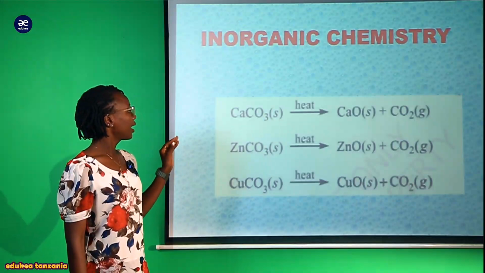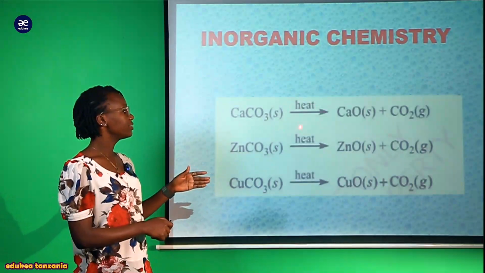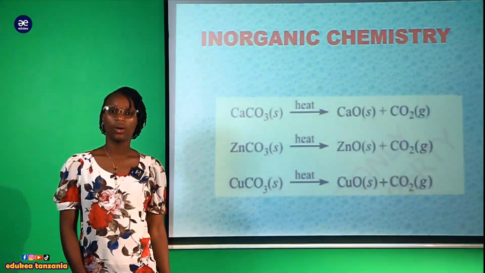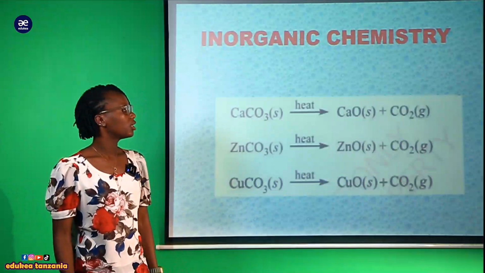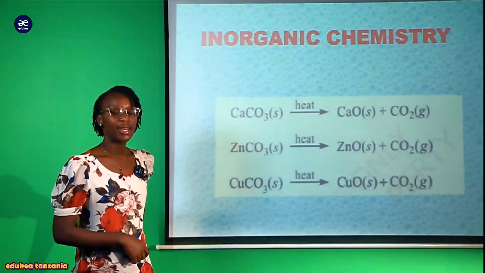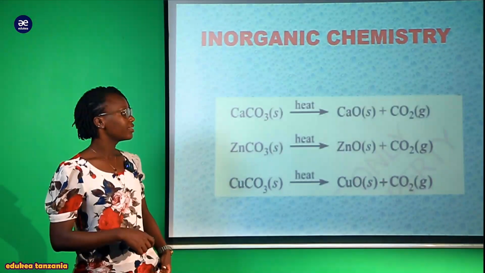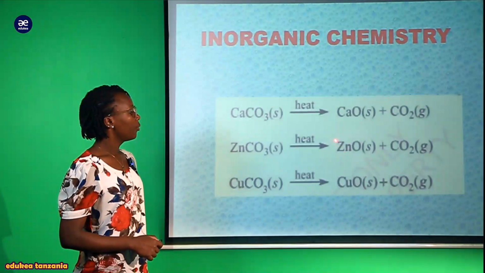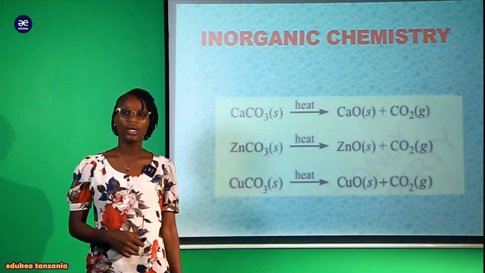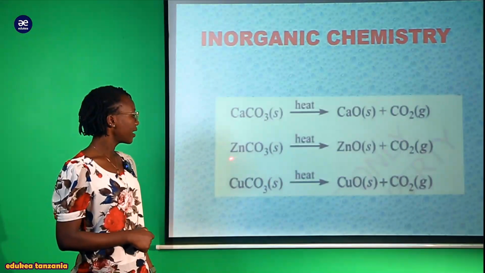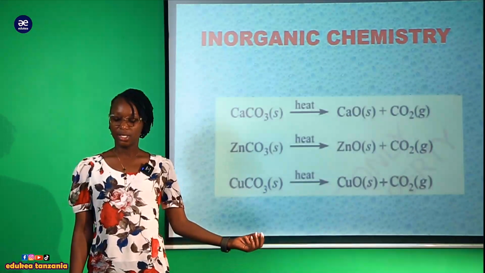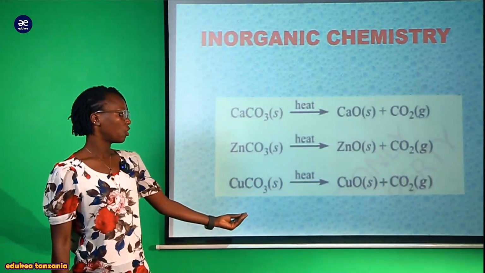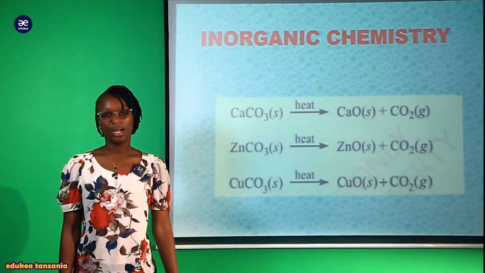Kwa hiyo utaona kwamba mfano calcium carbonate is decomposed on heating, na maana ina undergo thermal decomposition. Ukishaona tu heat hapa, maana kwamba it is the thermal decomposition reaction. Kwa hiyo obvious tunaenda kupata the metal oxide ambayo ni calcium oxide, but also we are going to release carbon dioxide gas. The same applies to zinc carbonate. It undergoes the thermal decomposition. We're going to have the metal oxide, which is zinc oxide, as well as carbon dioxide gas. And finally, copper carbonate. It's decomposed readily on heating, or undergoes thermal decomposition, and therefore we're going to have the copper oxide and release the carbon dioxide gas.